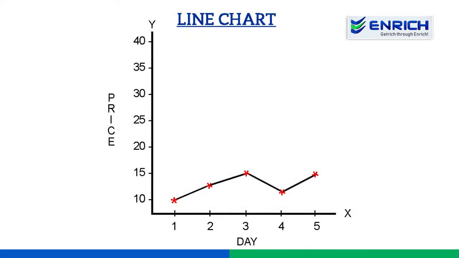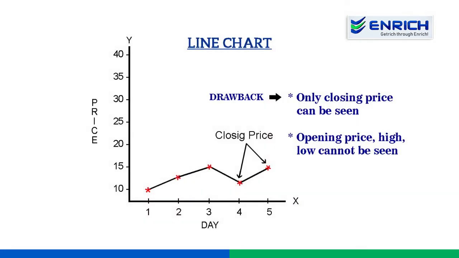Now here we have a line chart, right? But what is the drawback here? In this chart, these points only reveal to us the closing price. The opening price, the highest price, and the lowest price cannot be seen in a line chart. For this, you will require a candlestick pattern.